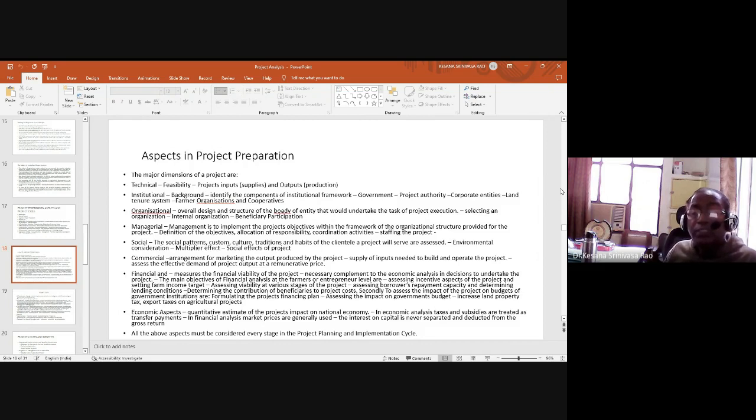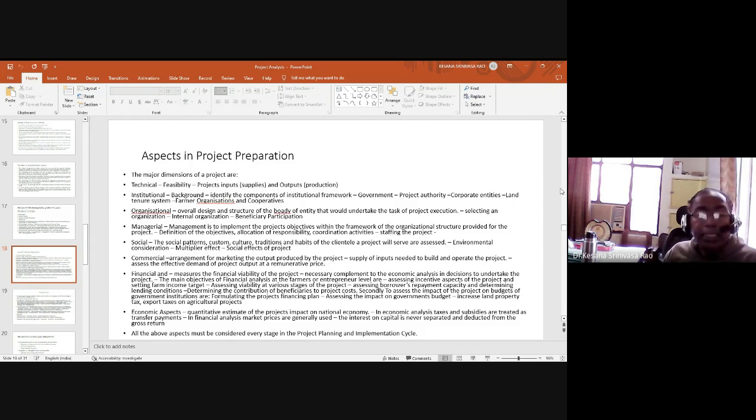Secondly, to assess the impact of the project on budgets of tax, export tax, and agricultural projects. So, in that way, there are several types of financial aspects, financial projects can be formulated on the agriculture side.